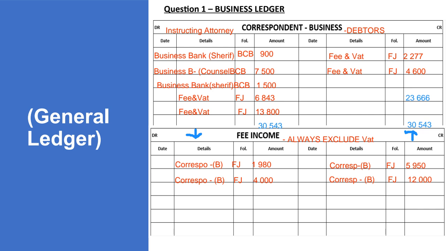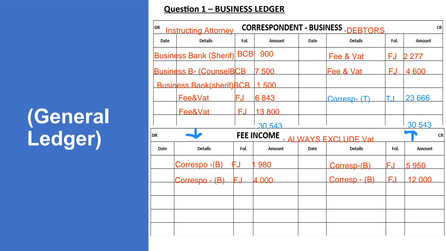So I'm going to say correspondent, I'm going to say in brackets trust. Okay, T stands for trust. I'm just trying to save time. And then we use the trust journal for this. I wrote TJ, so we use the trust journal.